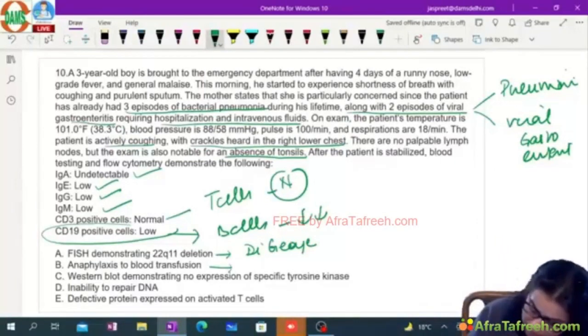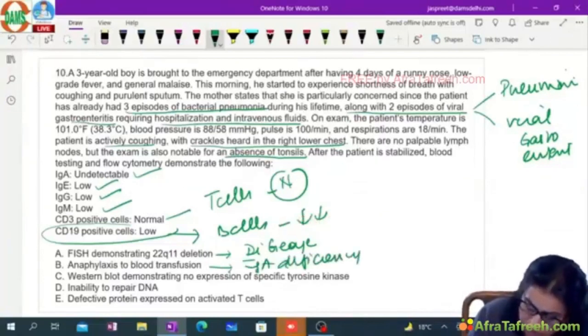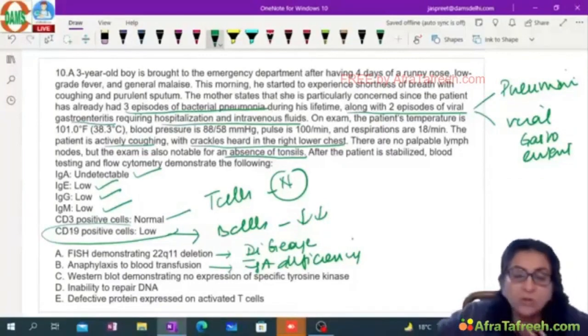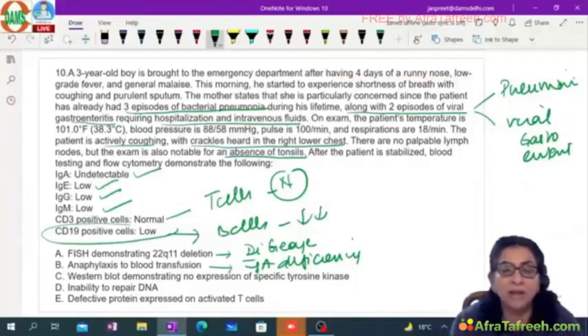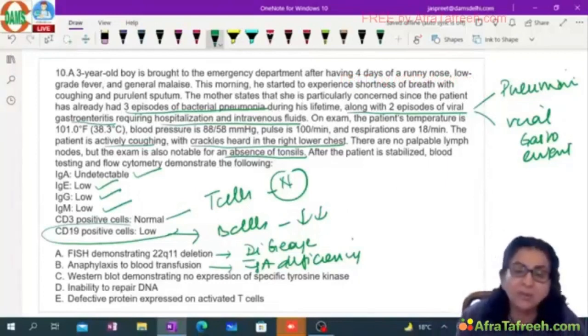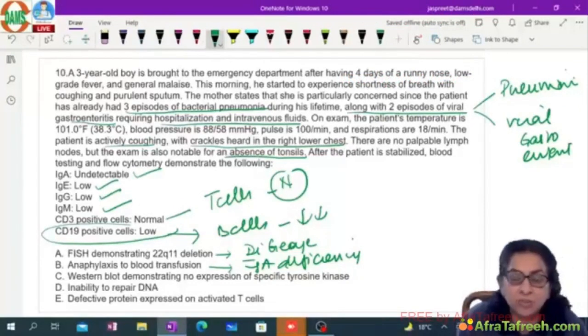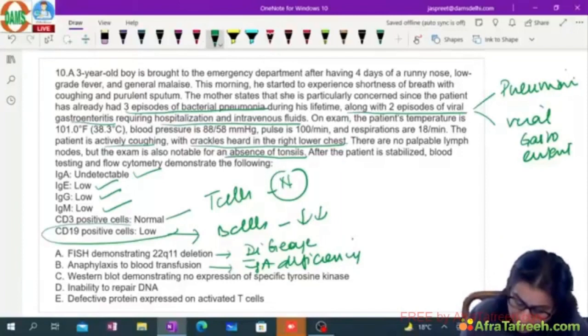Anaphylaxis to blood transfusion is seen in IgA deficiency. But if you see this question, in this male child, even IgG, IgE and IgM, all the antibodies are less. Not just IgA. IgA is undetectable, but other antibodies are also low. And the number of B cells is markedly reduced. His B cells are reduced.